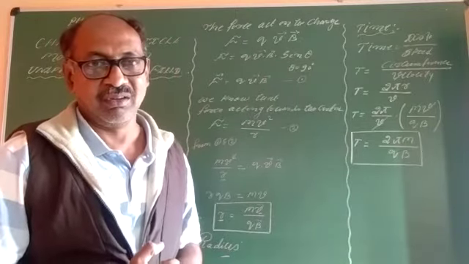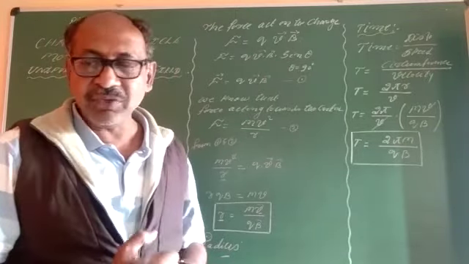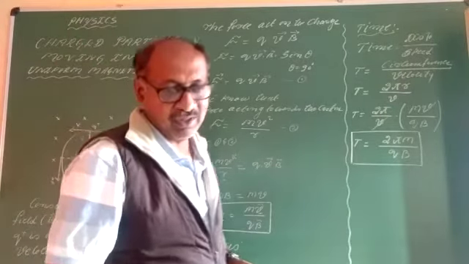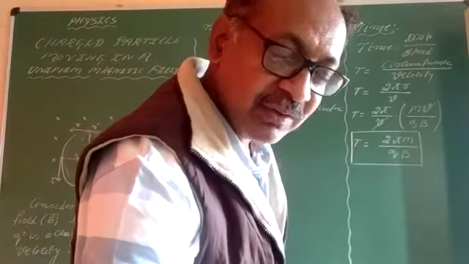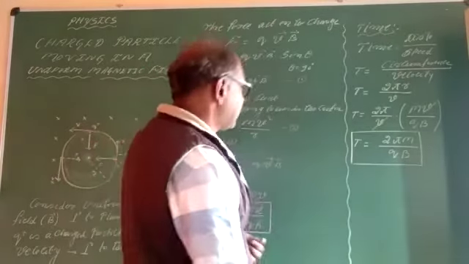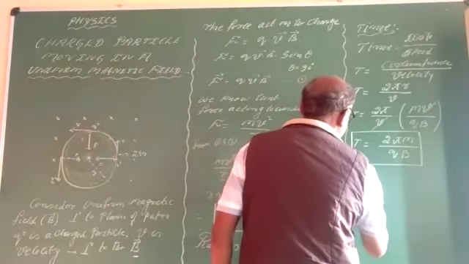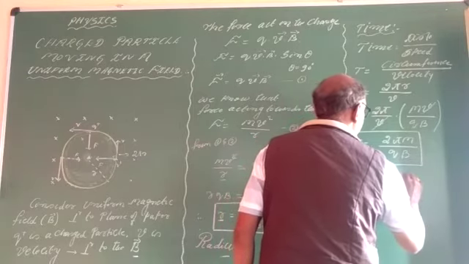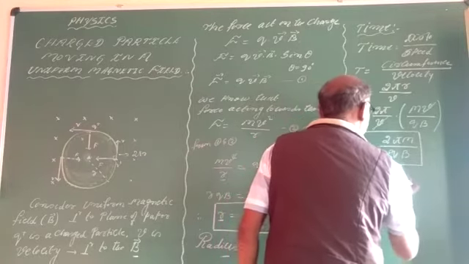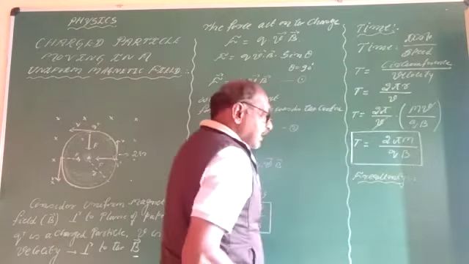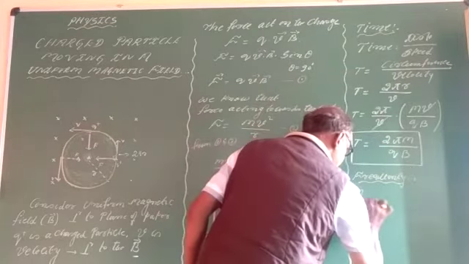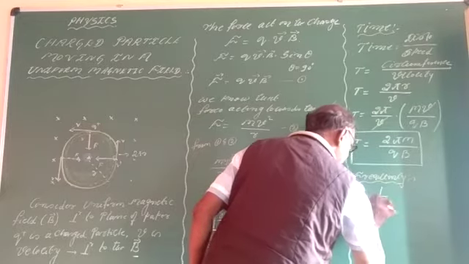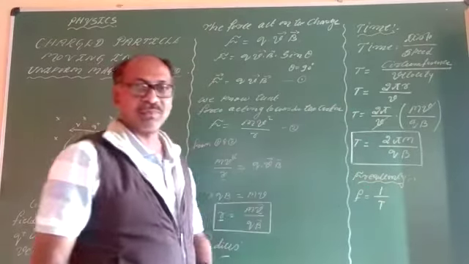Now we need to find out the frequency. You know the meaning of the frequency. F is equal to 1 over the time period, 1 by time per second.